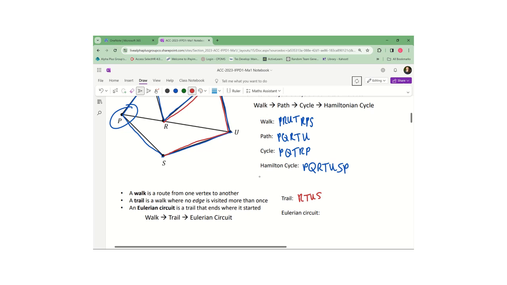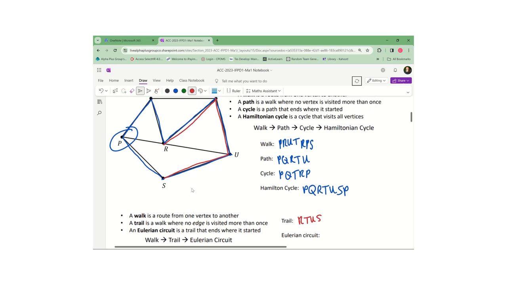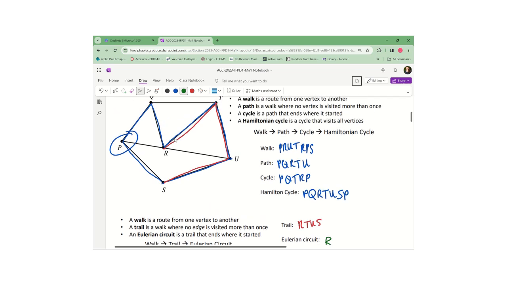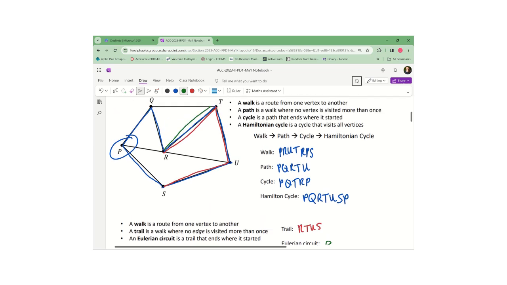Okay, an Eulerian circuit is a trail that ends where it started. So it's a walk with no edges visited more than once, so none of the arcs can be repeated, and we need to end where we started. So an example of this might be, I'll try a different colour now. Say I start at R again. If I start at R, I want to finish at R. And I think I'll go to T first. So as I said before, there's lots of different ways, lots of different paths I could take. I'm just kind of going where the wind takes me.